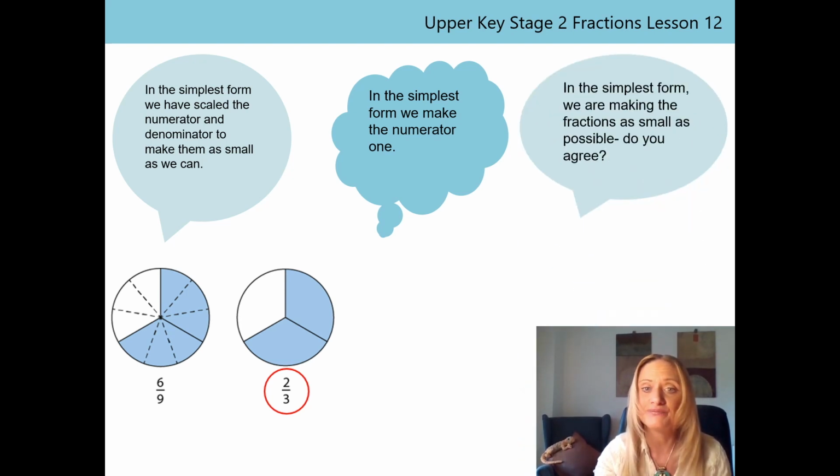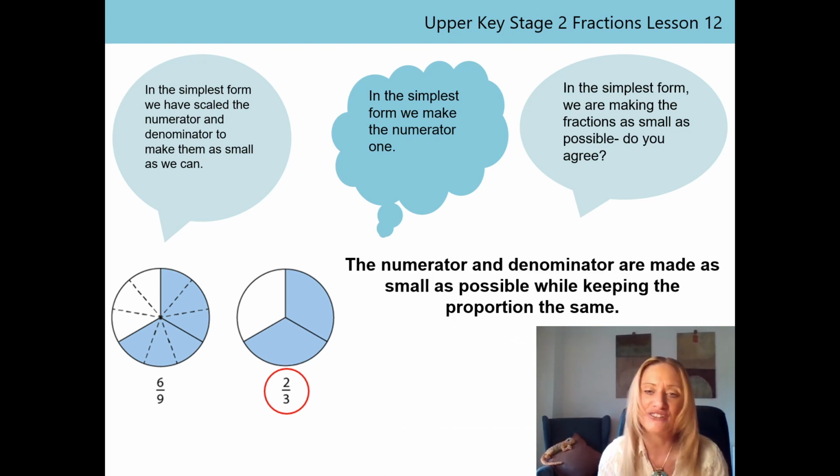Now we also said that in the simplest form, we are making the fractions as small as possible. And I hope you remember, we didn't agree with that, did we? Have a look at those and see, do you still disagree with that statement that we're making the fractions as small as possible? And tell me why as well. What did you think? No, that's right, we're not making the fractions any smaller, are we? The numerator and denominator are made as small as possible while keeping the proportion the same. Shall we say that one again together? The numerator and denominator are made as small as possible while keeping the proportion the same. Well done.